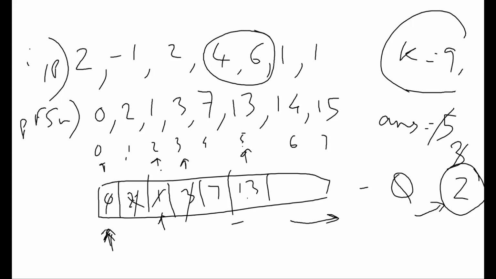Jagrut gave one example, right? 2, minus 1, 2, and 4, and then he said if k is equal to 4. In that case, it will be the last element. So you will get an optimum answer only if you reach the end of the queue. Yeah, we'll have to do it.